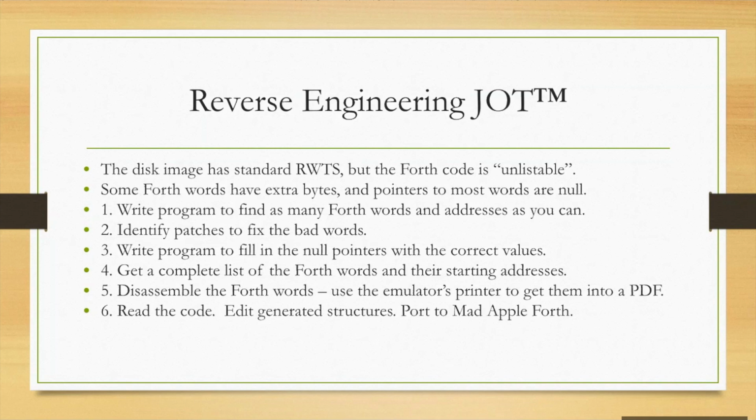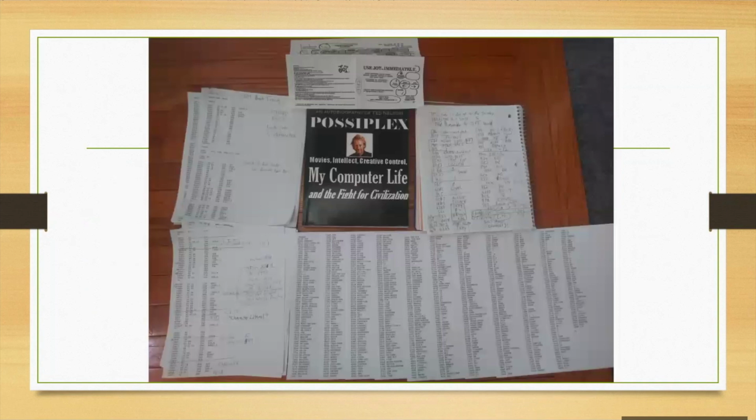But I was able to play with the sound routine as an example of how you would port that. Okay, so this is early on when I started to disassemble. I had some printouts, and that lower right shows all the Forth words and their starting addresses in the system. And Posiplex is Ted's autobiography. The Jot manual for the Apple II is above it, so you can see what it looks like.